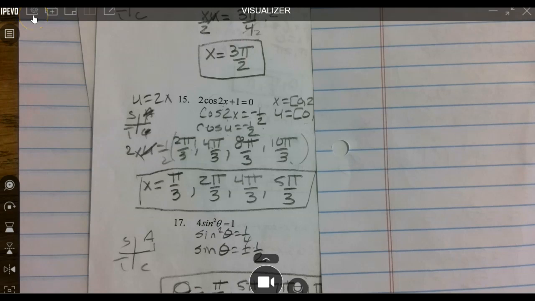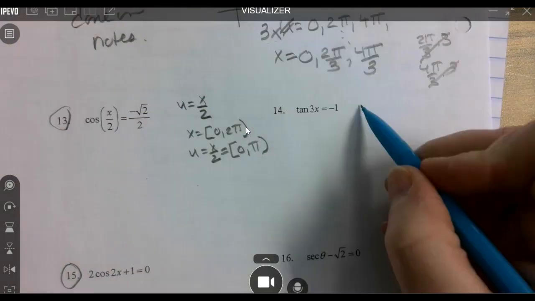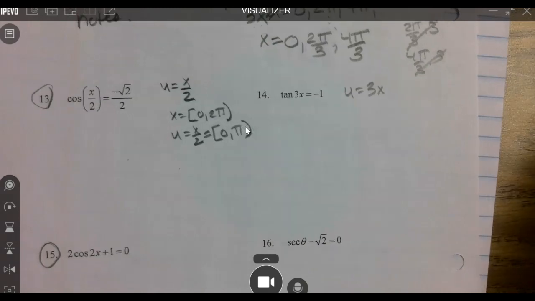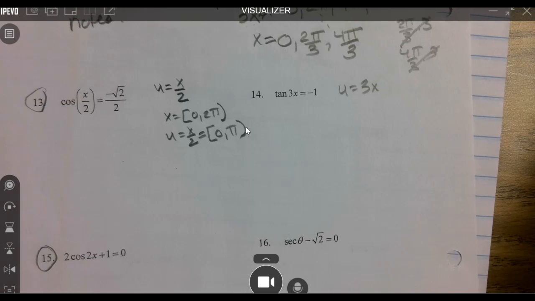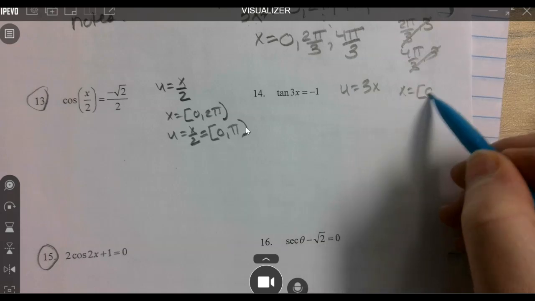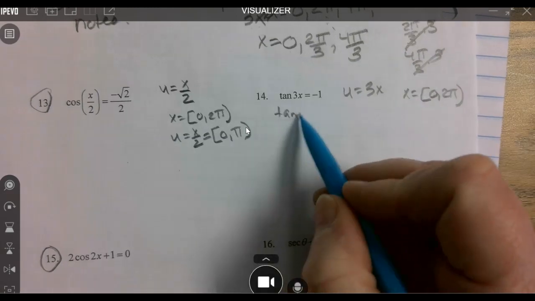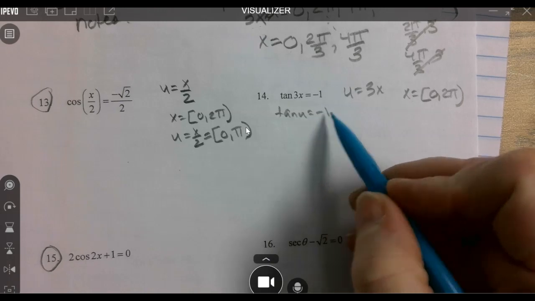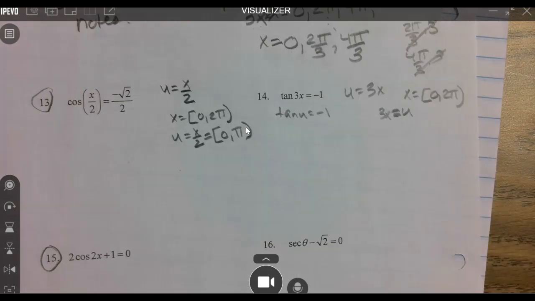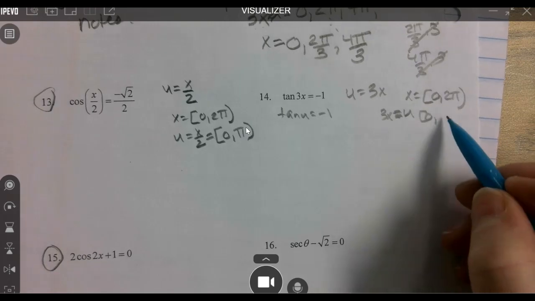I want to tell you, so I'm going to pause the video. We need to talk about the domain restriction. Okay, so here, let's first run the problem. Let's say that u is 3x. And then let's go ahead and change our domain. So, of course, x, again, is still from 0 to 2 pi. This is not fun. Because now when I do my new restriction, when I say tangent of u is negative 1, I have to find answers under u. And what's my new restriction? 0 to, you're going to have a bunch of answers.